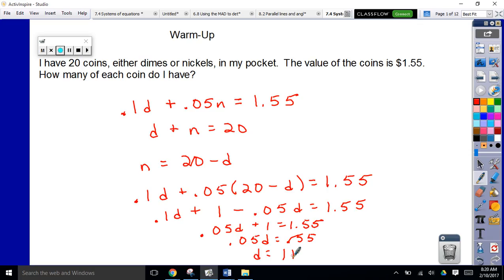Okay, so a different volunteer, if d equals 11, what does n equal? I want a total different volunteer. Colin. 19. No, 11 plus 19 is not 20. Oh, I thought you said 1. No, d equals 11. We have 11 dimes. So how many nickels do we have? 9. There we go. All right, so the number of nickels is 9. Okay, any questions about the coin problem before we go on?